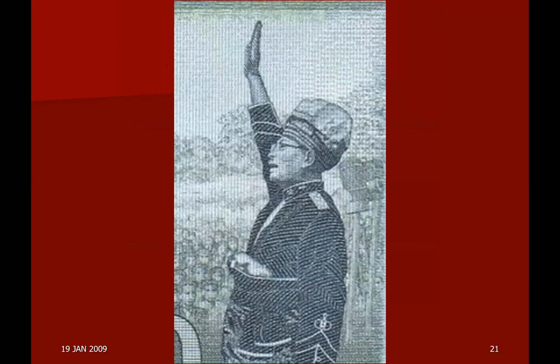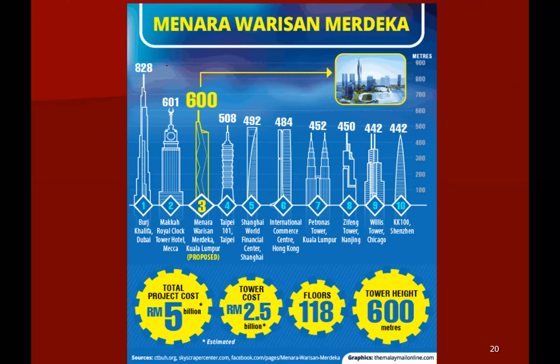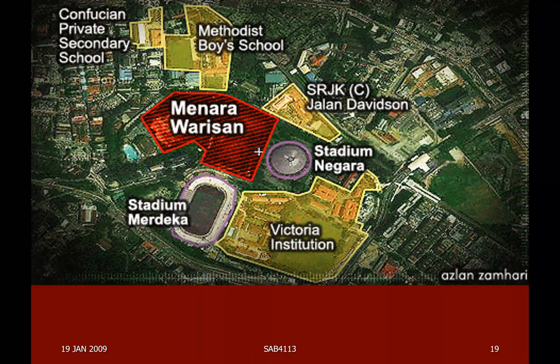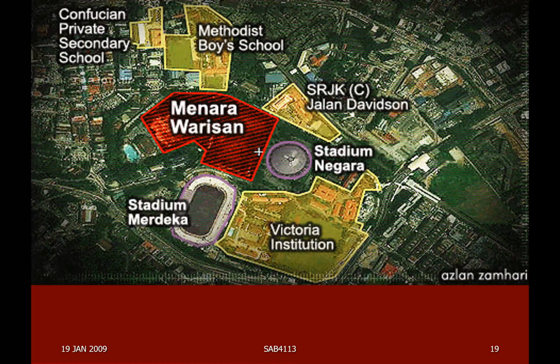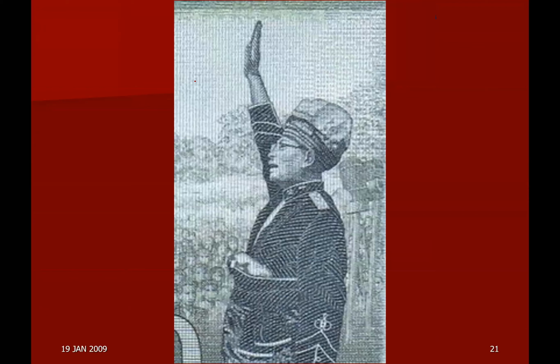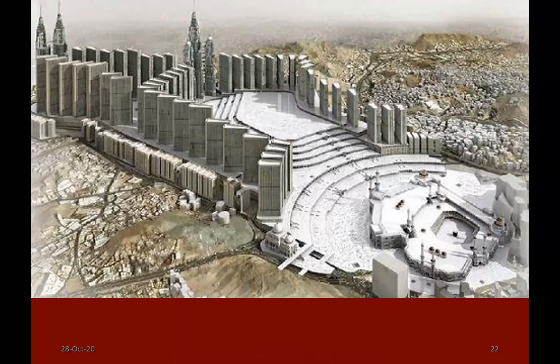Okay, and if you notice this building here, the shape of the building here, see here, basically originates from this symbol. Okay, so that's why the building is called Merdeka Tower. Okay, Merdeka Tower, because it has some relationship with whatever concept that we want to relate to.